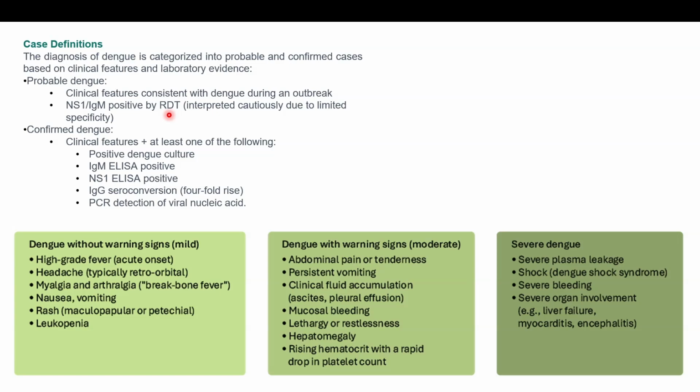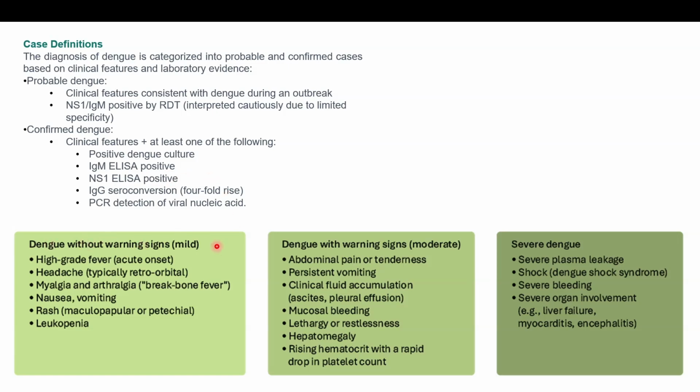The confirmed case of dengue should have a clinical feature plus ELISA positivity: NS1 ELISA positive, IgM ELISA positive, or positive dengue culture, IgG seroconversion with fourfold rise, or PCR detection of viral nucleic acid, of which the dengue NS1 IgM ELISA is the most commonly done investigation to confirm dengue infections.